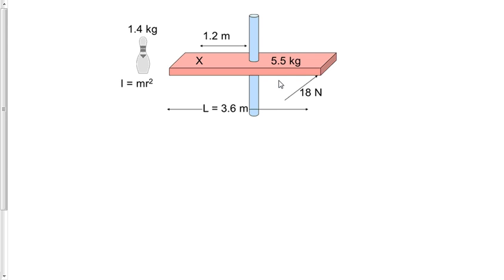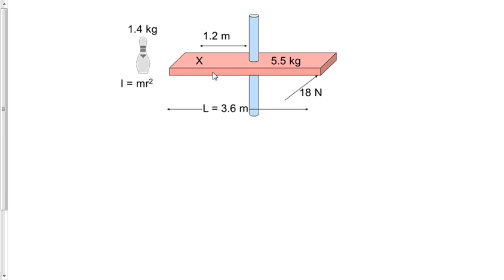A rotating plank starts from rest and has an 18 Newton force applied to the edge of it, which will cause it to start to move. Our job is to find the angular acceleration initially for this, and then the angular velocity after 3 seconds.